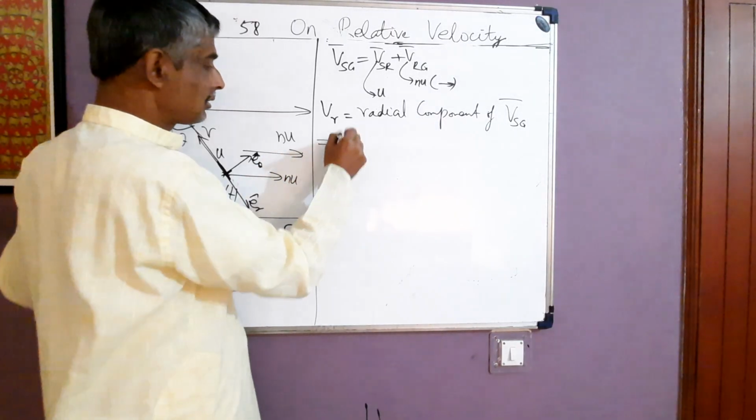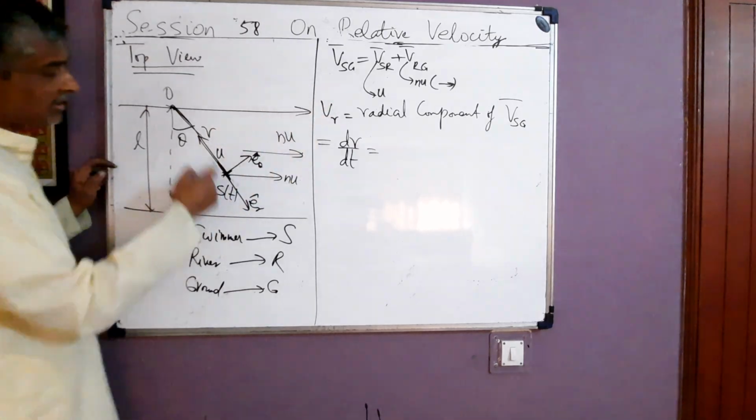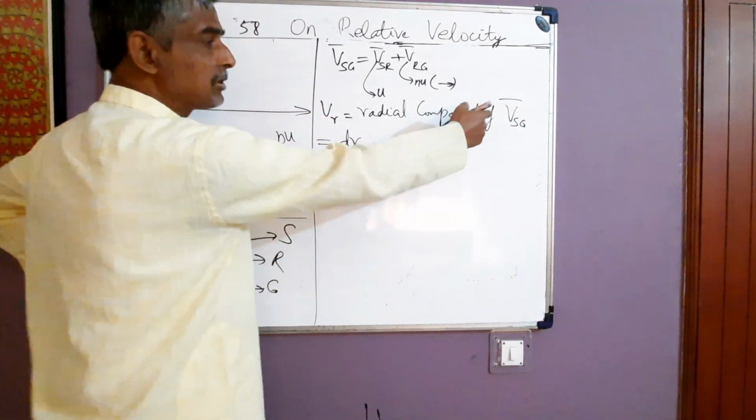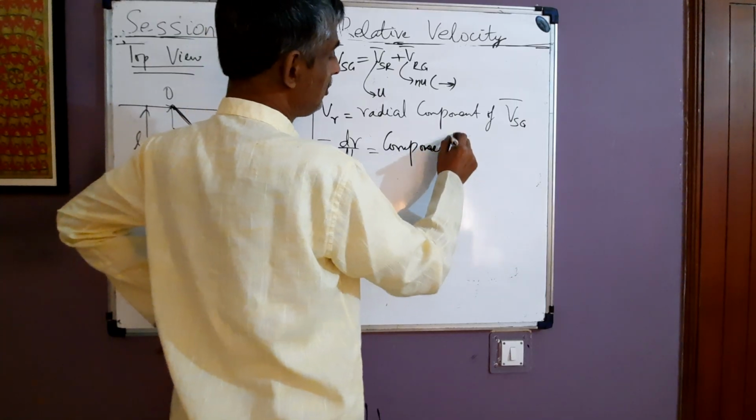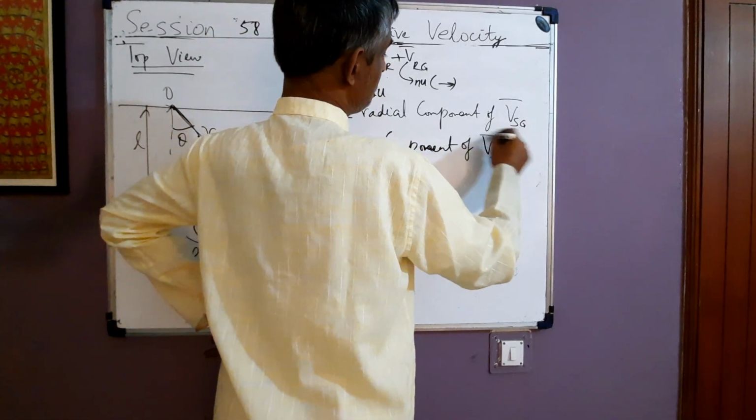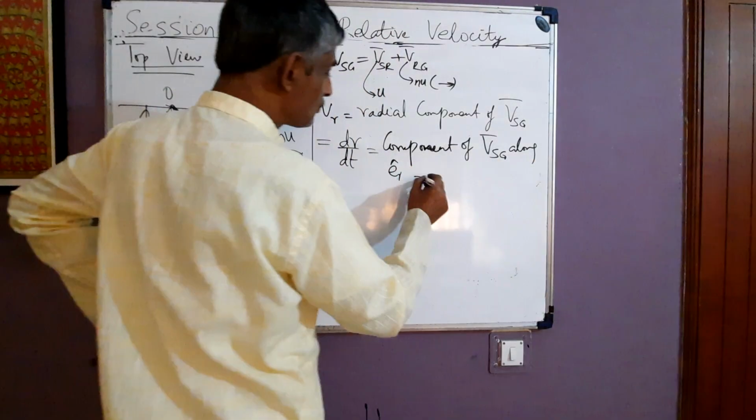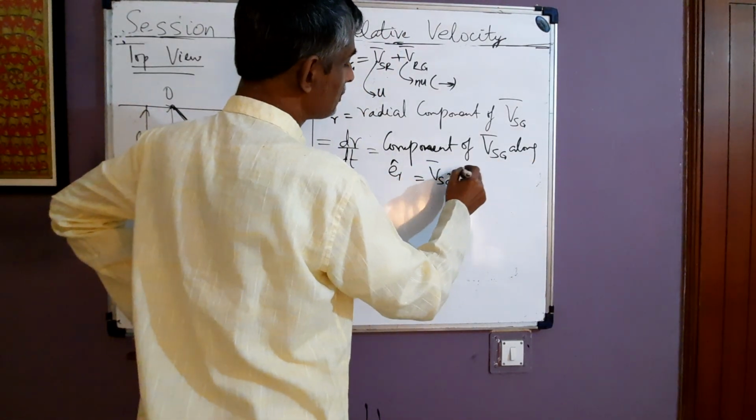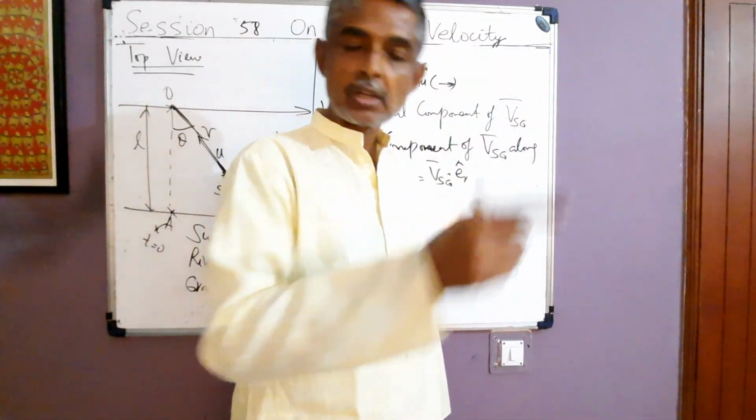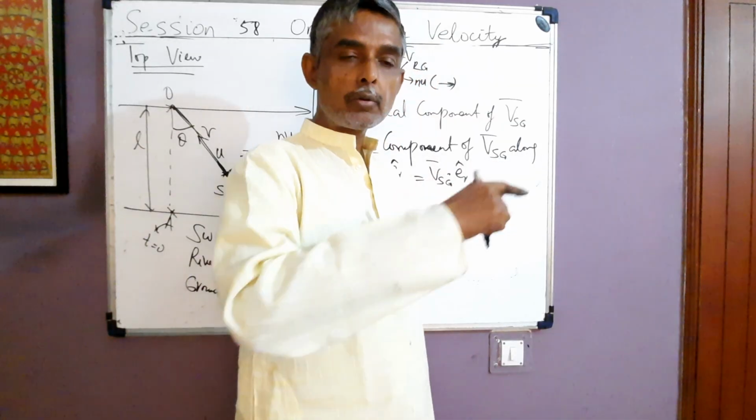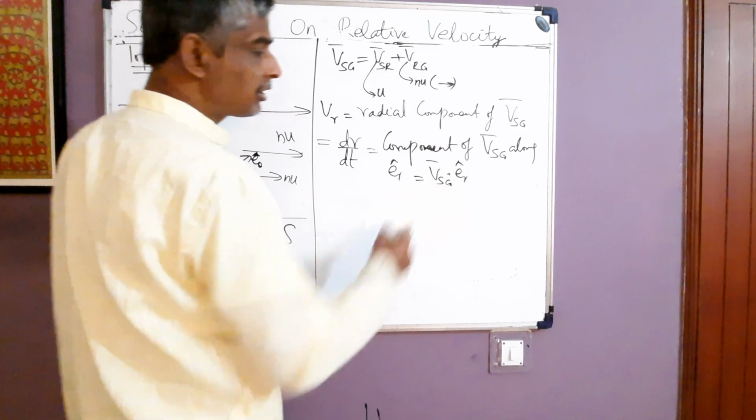That is the component of VSG along e_r hat. Radial component of VSG means the component of VSG along e_r hat, and that is VSG dot e_r hat by the definition of component. The component of vector A along a given direction is A cos alpha, that is just A dot n hat, where n hat is the unit vector along the direction along which the component is to be found. So it is VSG dot e_r hat.